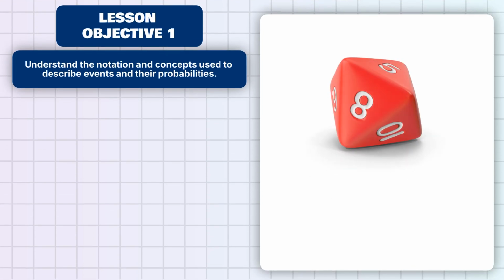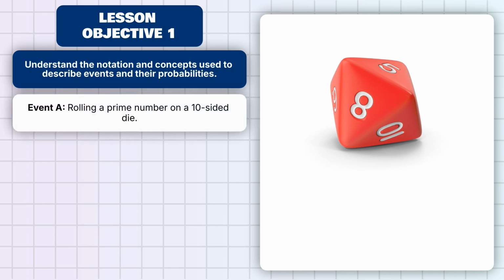Suppose we have the 10-sided die shown on the right. Consider events A and B. Let A be the event of rolling a prime number on a 10-sided die. The prime numbers between 1 and 10 are 2, 3, 5, and 7.